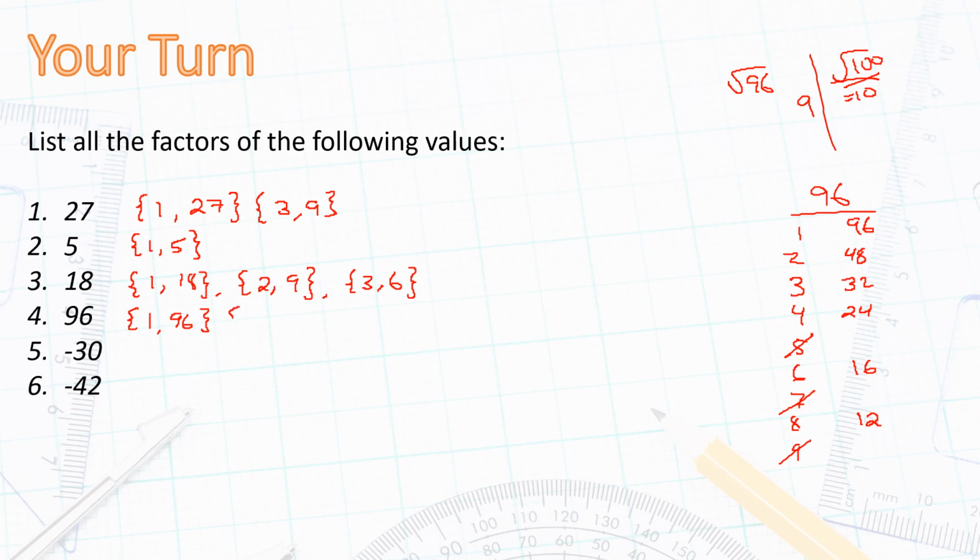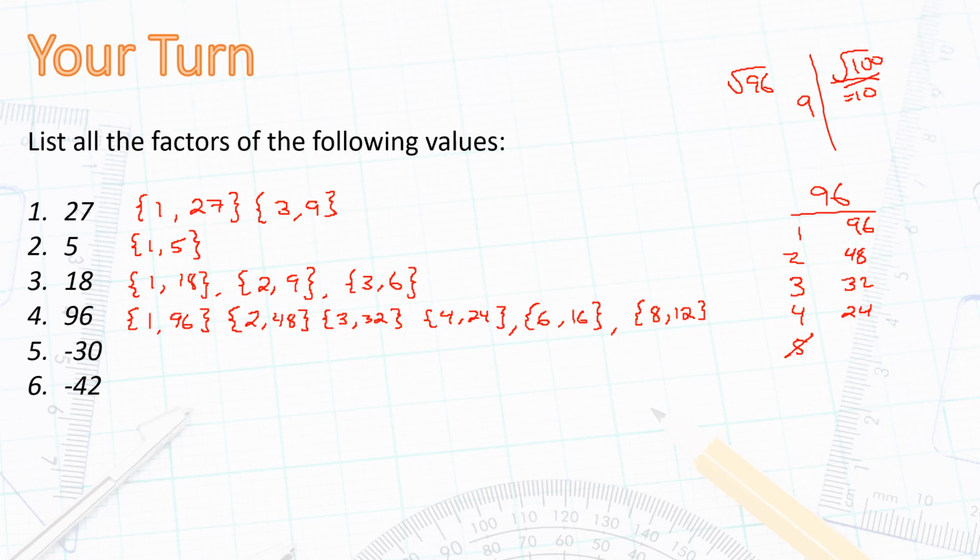So now I'll just write them out in my list. We got 2, 48, 3, 32, 4, 24, 6, 16, and 8, 12. All right, for minus 30, I'm going to erase over here because I want to show you this one.